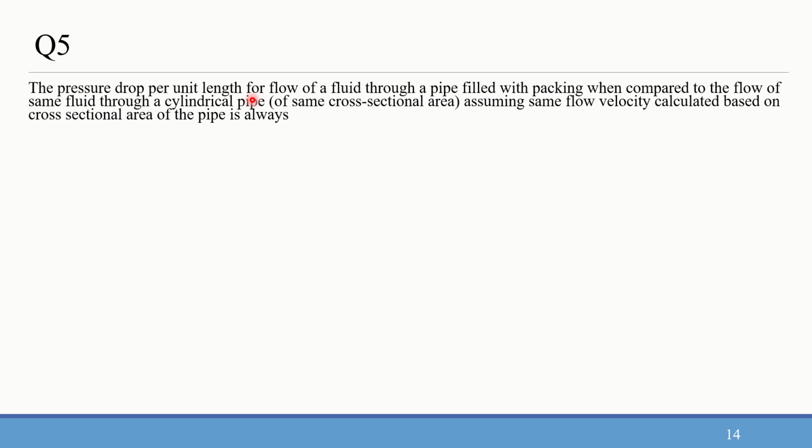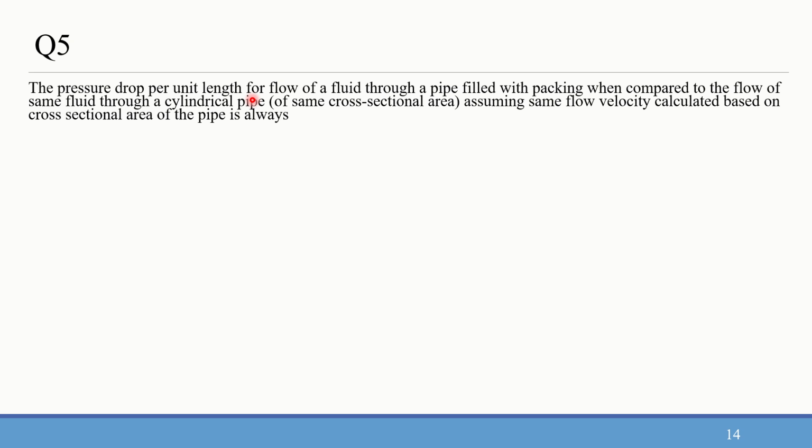The pressure drop per unit length for a flow of fluid through a pipe when it is filled with packing, when it is compared to the flow of the same fluid through the cylindrical pipe of the same cross-sectional area, assuming the same flow velocity calculated based on the cross-sectional area of the pipe, is always dash. So we are now asked to compare what will be the pressure drop per unit length for the same flow conditions when one is filled with packing, and the other is not filled with packing.